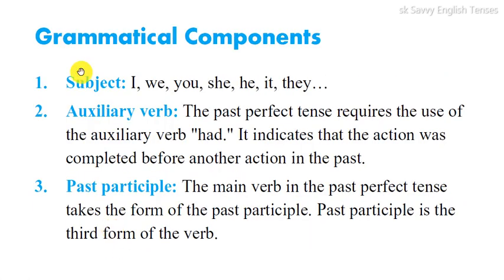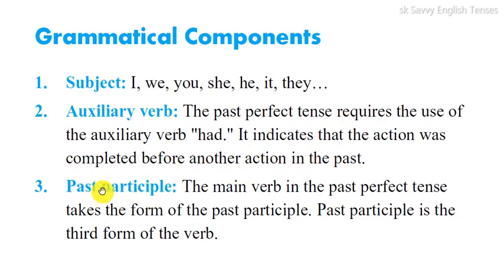Okay, so what are the grammatical components of the past perfect tense? Number first is the subject: I, we, you, she, he, it, they. Number second is the auxiliary verb. The past perfect tense requires the use of the auxiliary verb had. It indicates that the action was completed before another action in the past.